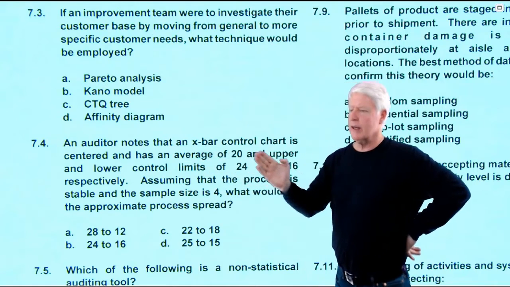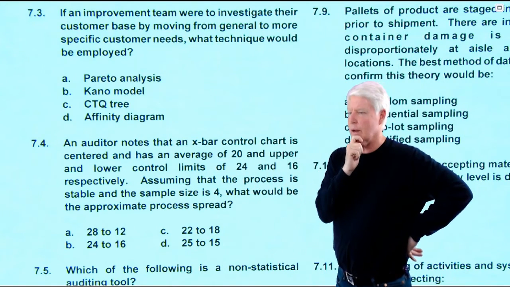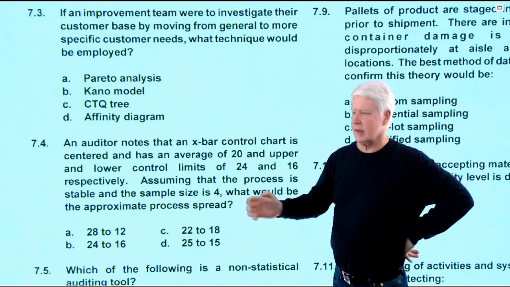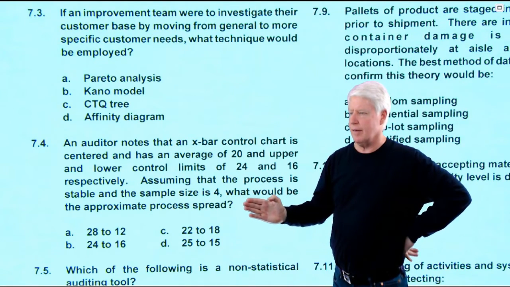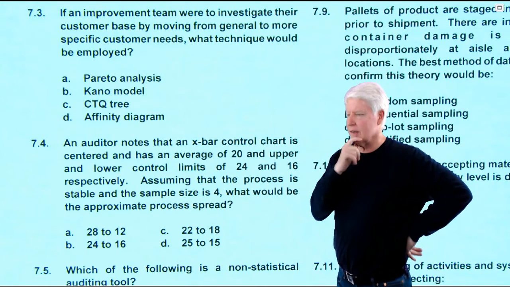An auditor notes that an X-bar control chart is centered and has an average of 20 and upper and lower control limits of 24 and 16 respectively. Assuming that the process is stable and a sample size of 4, what would be the approximate process spread?